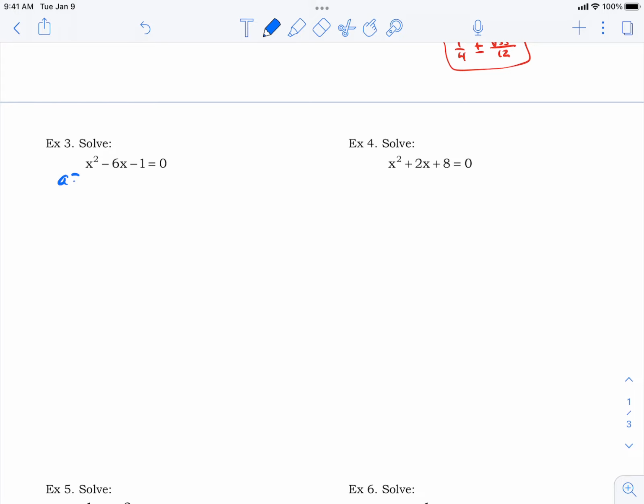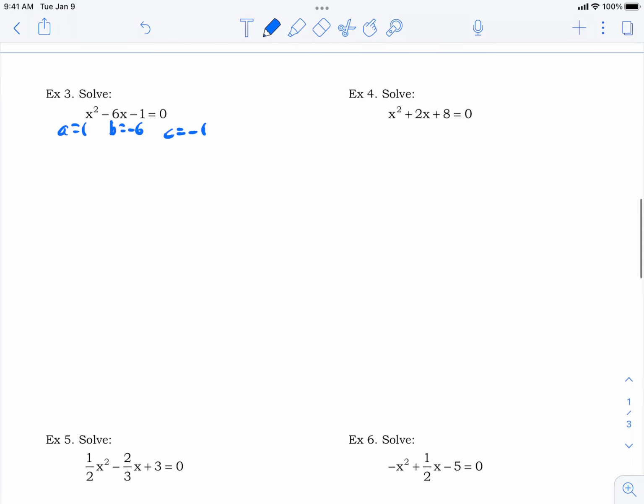Here's one. A equals 1. B equals -6. C equals -1. It's awfully nice of them to put it all in standard form for us. Again, sometimes your first step is to make sure it's in standard form, but that's usually not too much work. So anyway, it's in standard form. Here we go. Let's plug into the formula.